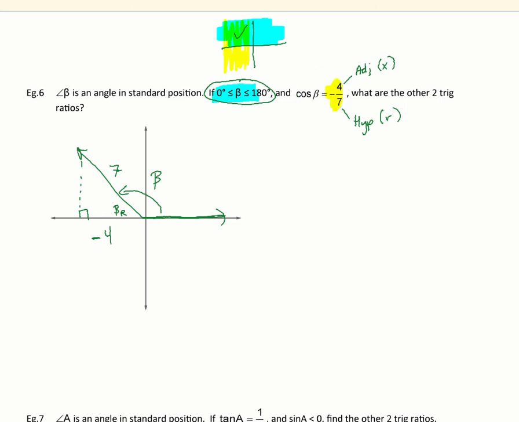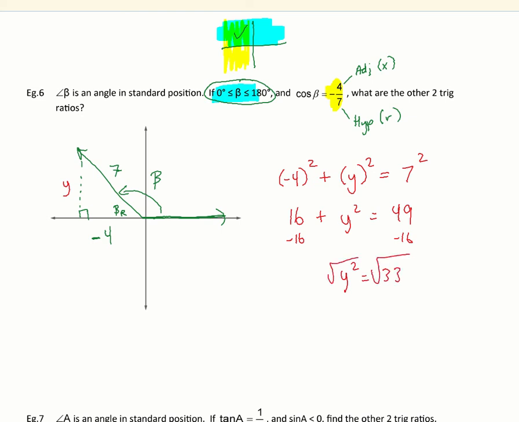Okay? So in order to get the other two trig ratios, I need to know what y is. I need to know that side. Well, that's pretty easy to do. Let's just set up the Pythagorean theorem. So that's negative 4 squared plus y squared equals 7 squared. Okay? So 16 plus y squared is equal to 49. Subtract 16 from both sides. Y squared is equal to 33. Now, if you remember, whenever we use square root, we got to do the plus minus thing there. So y is either equal to the positive or negative square root of 33.